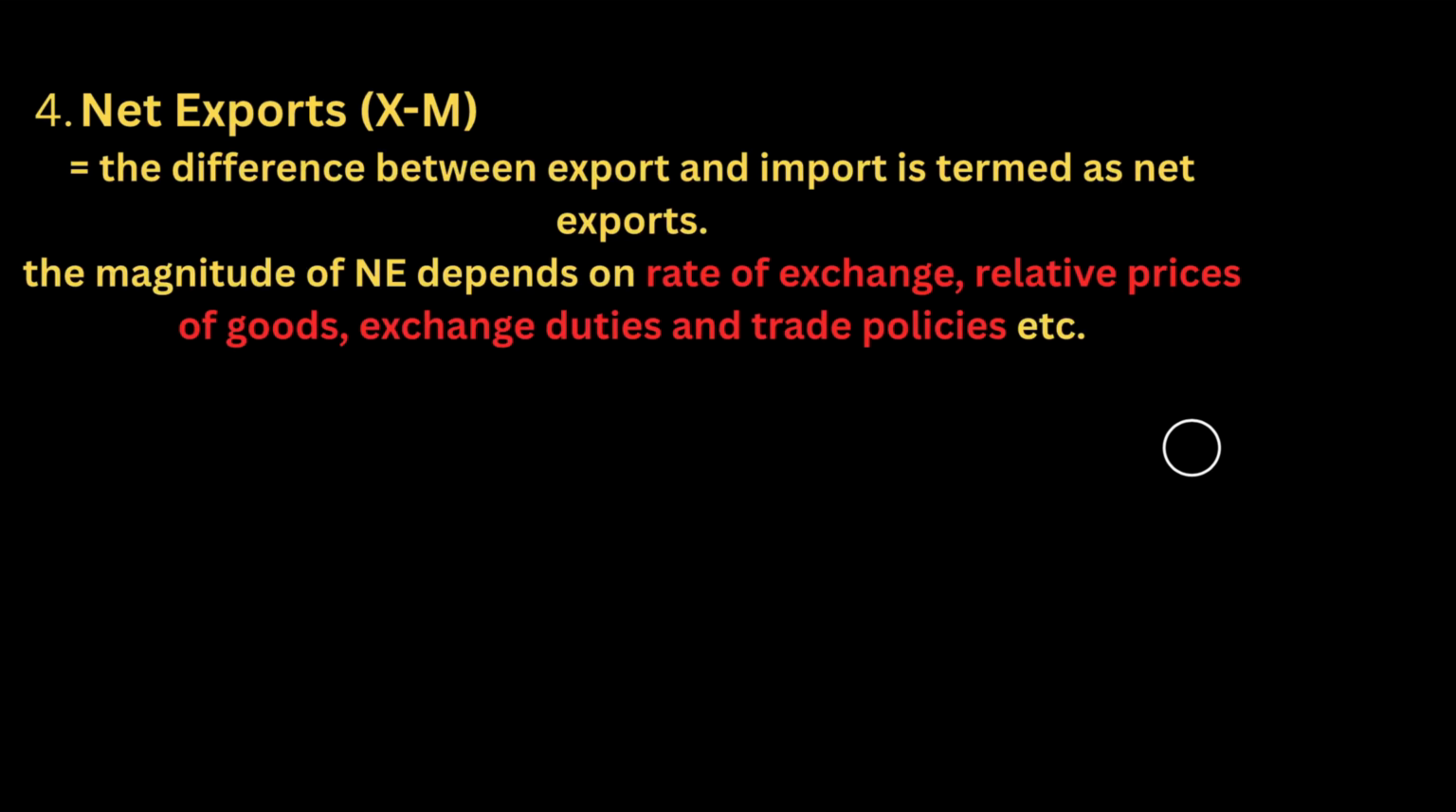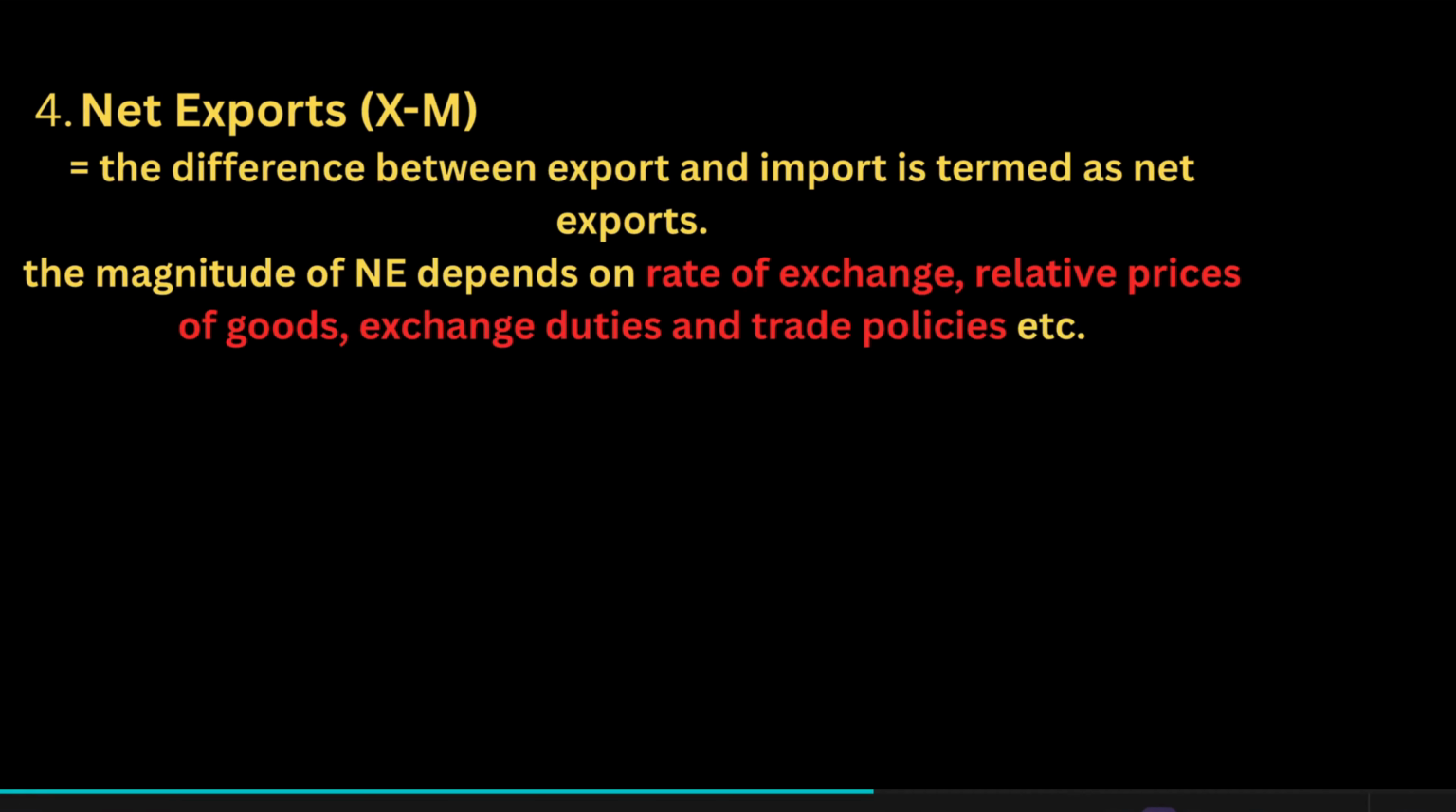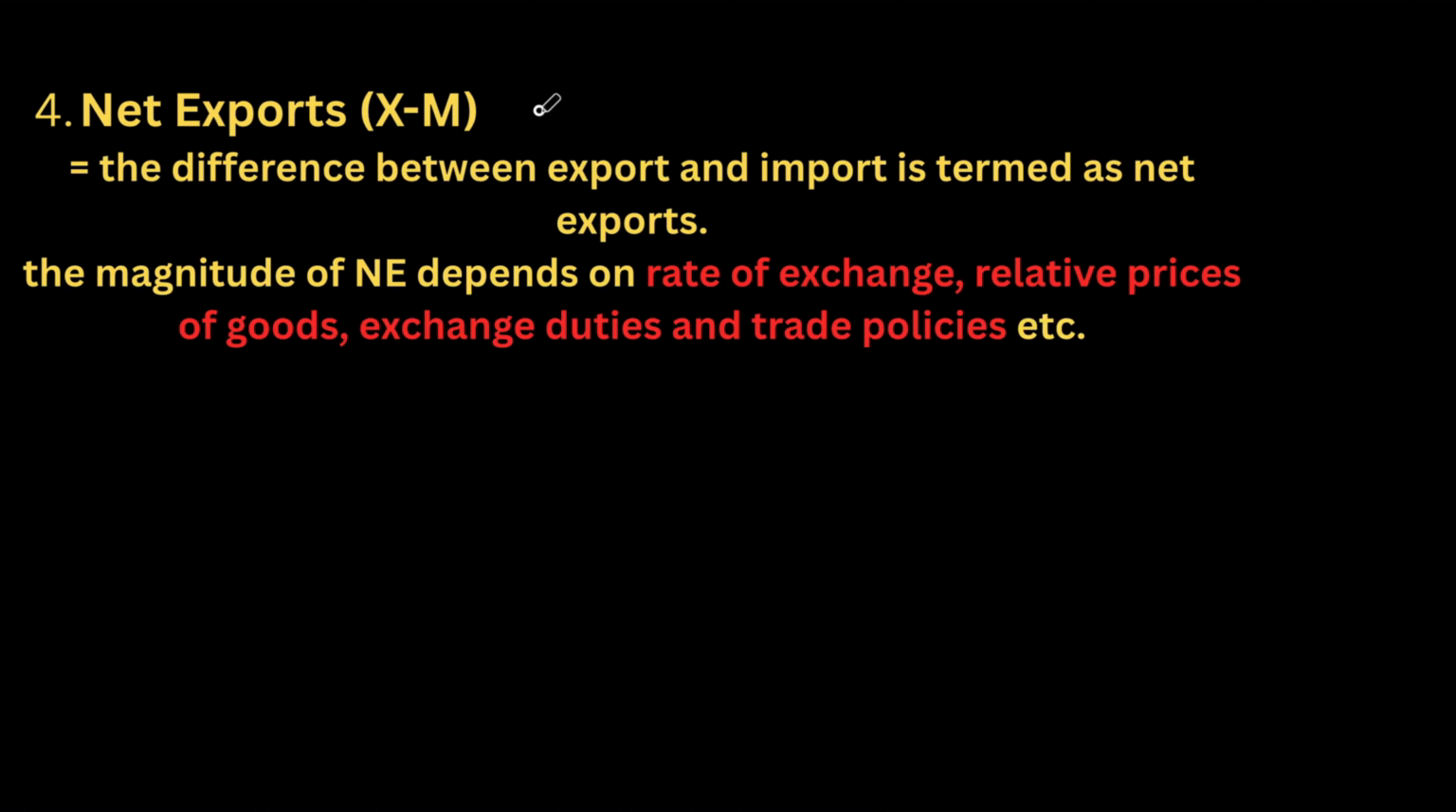Let us recognize the fourth component of aggregate demand. What is the fourth component of aggregate demand? Aggregate demand refers to aggregate expenditure, whatever is being spent on our goods and services. There are two ways in which expenditure can happen with the rest of the world. First, when they are purchasing from us, that is called net export.